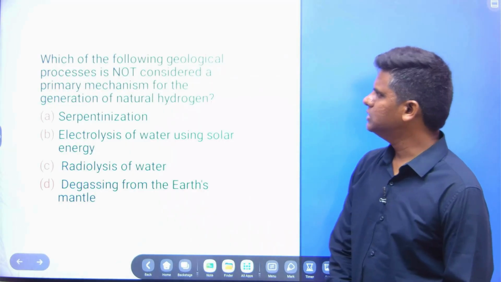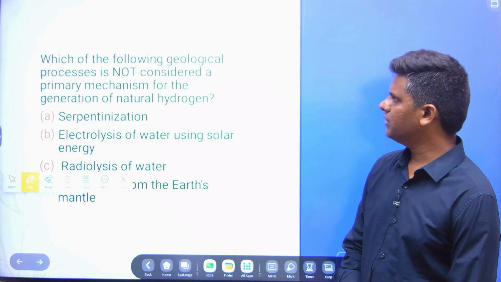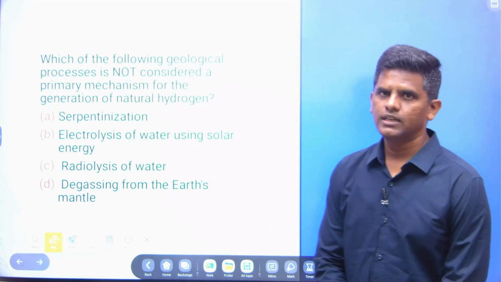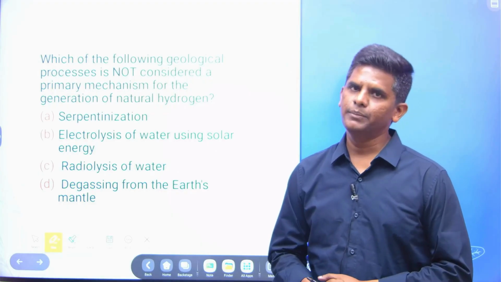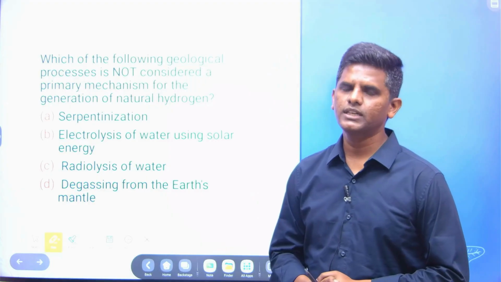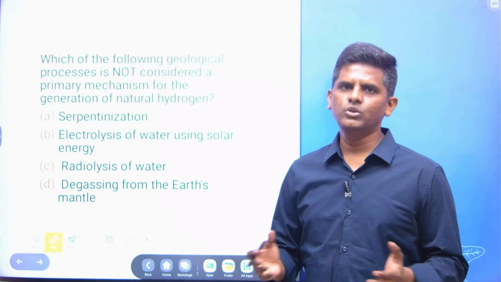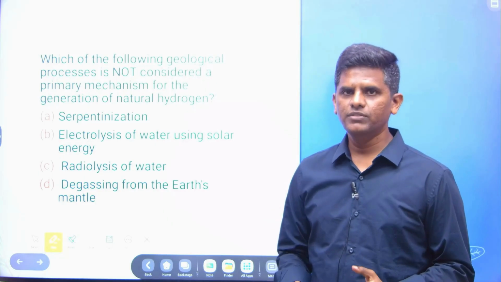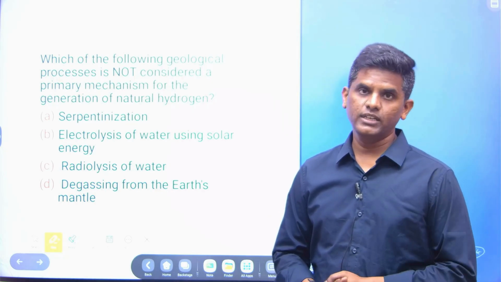Which of the following geological processes is not considered a primary mechanism for the generation of natural hydrogen? So be careful about the word not, because of the pressure in the prelims, sometimes students don't see this and they make fatal mistakes, and I request you to be calm in the examination. It's very important. If you know the answer, then become very careful and read the question again, because when we don't know the answer, we will think and try to eliminate the options. There it is easy, but when you know the question, we may jump to the answer and make mistakes, and that's when we lose out.